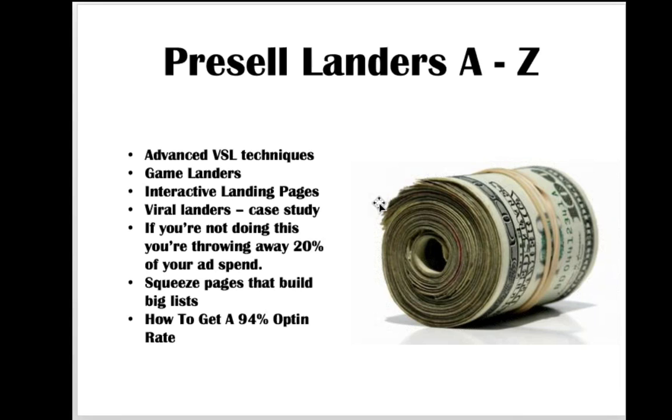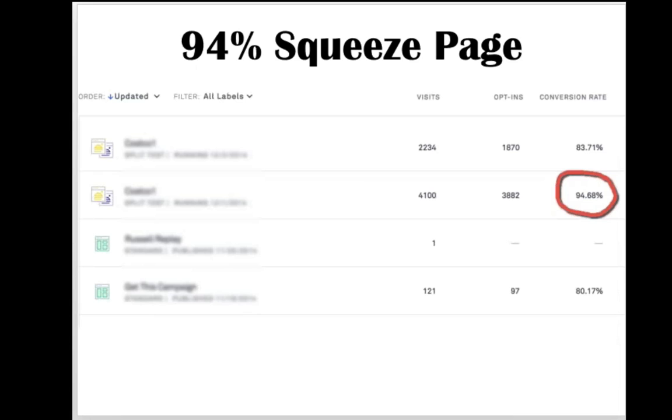All right, so we're going to talk about that. I'm also going to talk to you about how to get a 94% opt-in rate. Yes, you heard me right. 94% opt-in rate. And if you don't believe me, these are the stats actually from the landing page that I was using, and these are number of visits, number of opt-ins, the percentage. So for this particular page, 4,100 visits, almost 3,900 opt-ins, for a conversion rate of 94.68%.